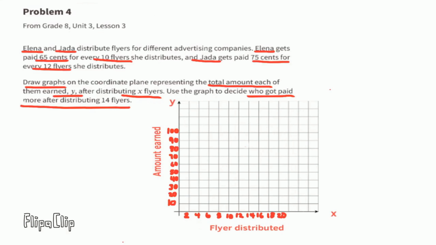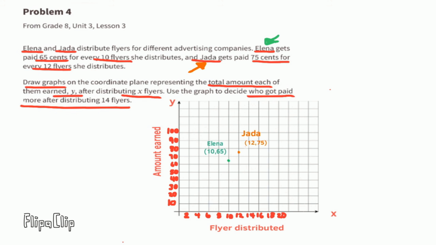The information tells us that Elena got paid 65 cents for delivering 10 flyers. So I can put a point at (10, 65): 10 along the x-axis and 65 along the y-axis. Jada got paid 75 cents for delivering 12 flyers. So I can put a point at 12 along the x-axis and 75 along the y-axis.